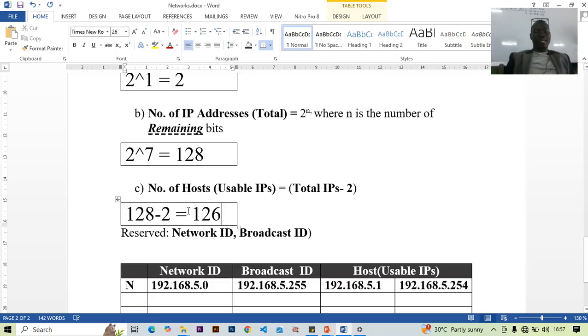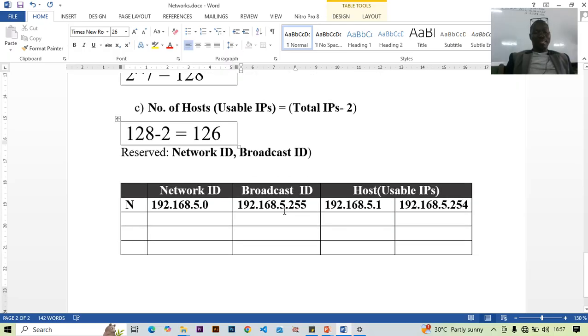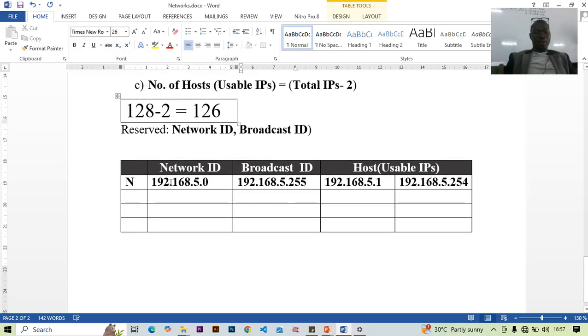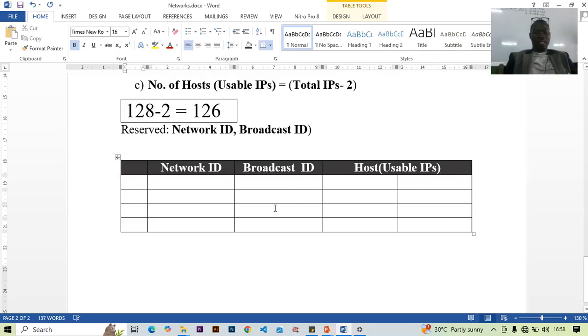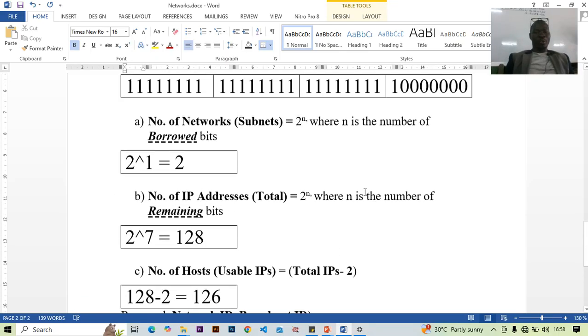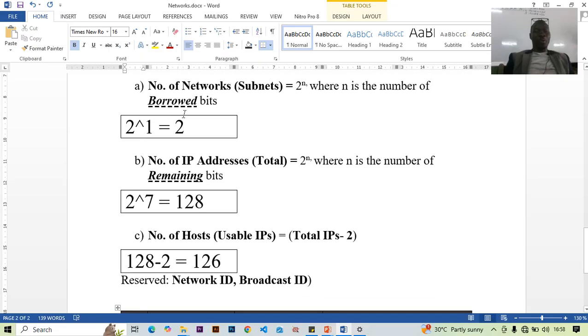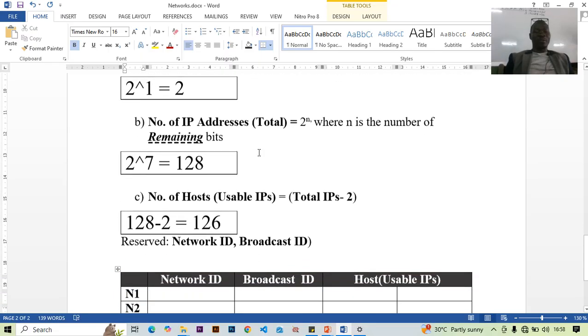So these are the IP addresses that will be given basically to our clients. Therefore, getting back to our network here, it means this time around, instead of having this, we're going to have network 1, we're going to have network 2, we're going to have 2 networks. Since we created only 2 networks, we're going to have 2 networks.